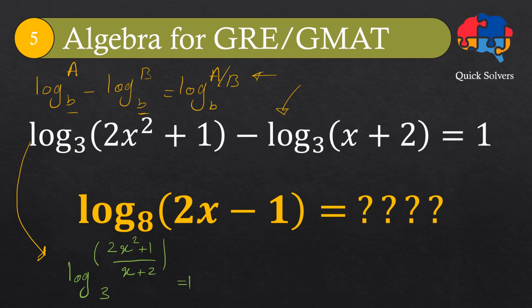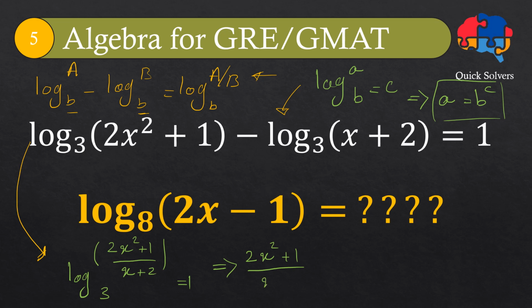And the second rule that I'm going to apply here is that if we have log of a to the base b equals c, then we can conclude that a equals b to the power of c. I can apply this here, because here I can write 3 to the power of 1 equals this expression. And we know 3 to the power of 1 is 3, so I can simply write this as 2x squared plus 1 over x plus 2 equals 3.